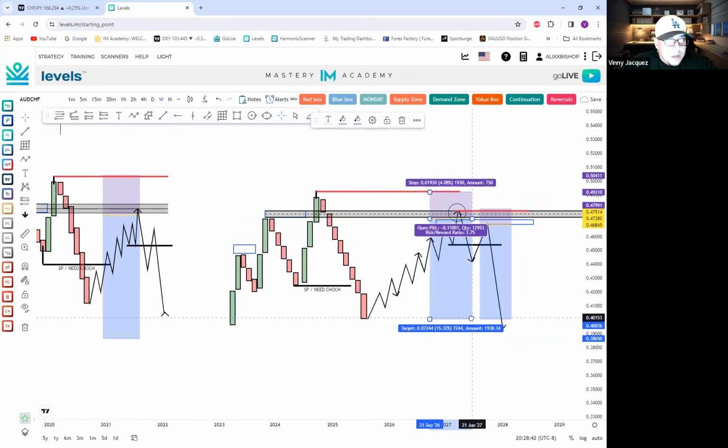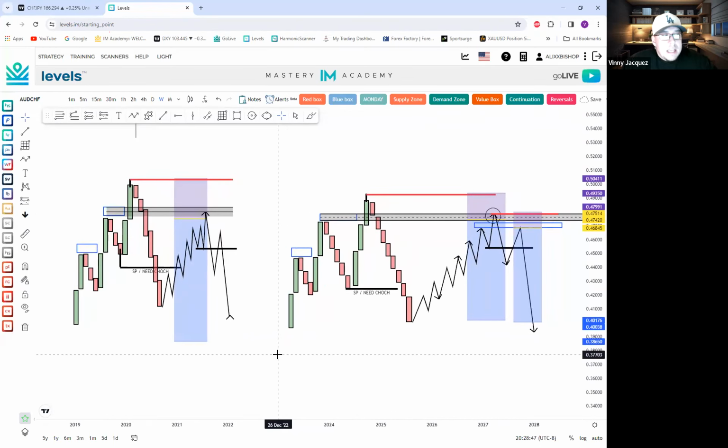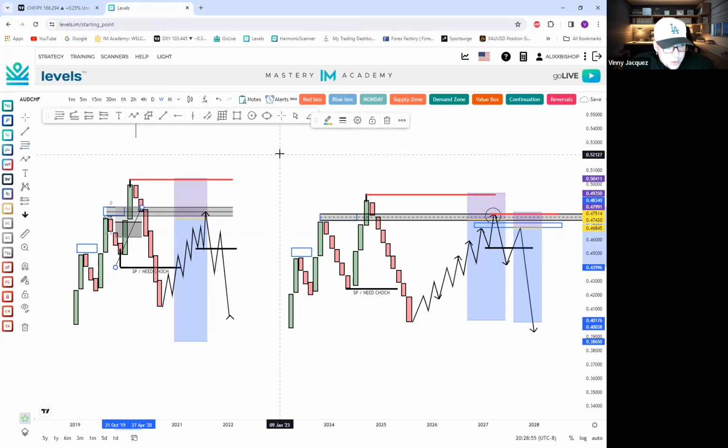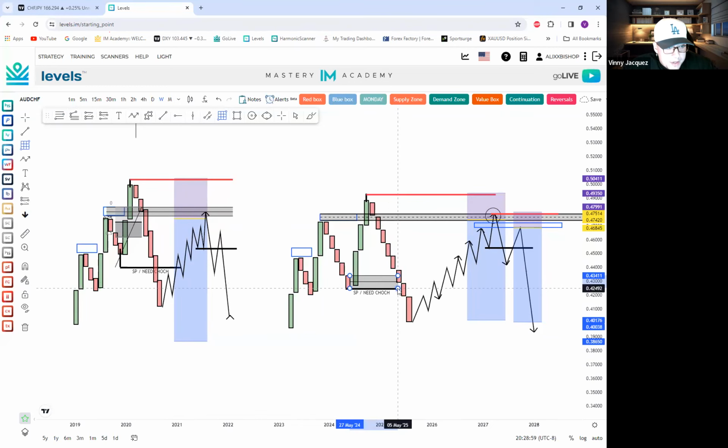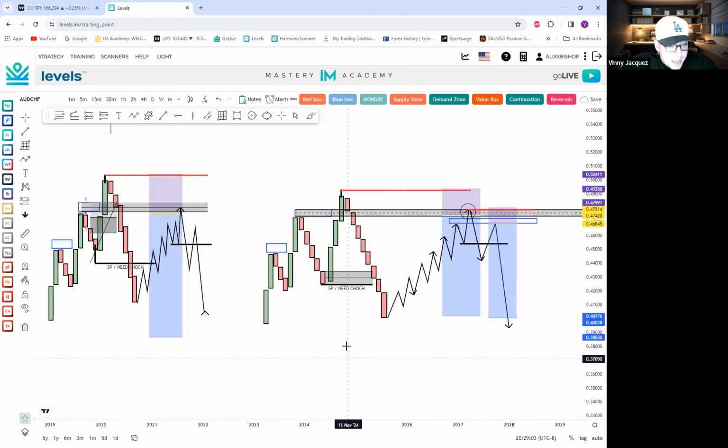So let's go ahead, put this side by side. And it's literally the same exact thing. The only thing that's different is Oren is looking for a move here for continuation, and I'll be looking for a move here for continuation. That's the only thing that's different. But again, my zones are a little deeper in the pullbacks and his are a little higher.